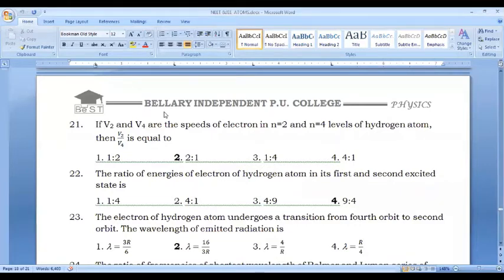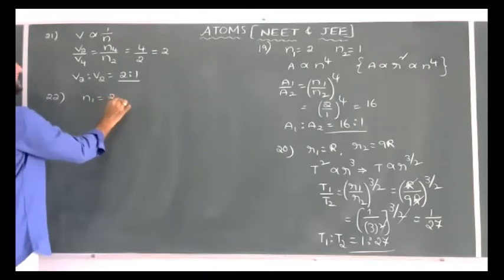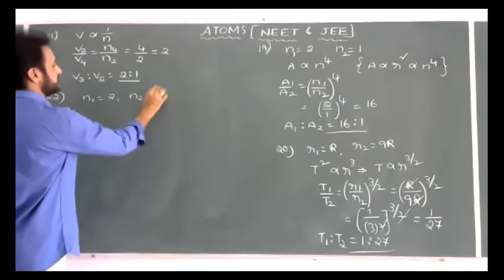Question number 22. The ratio of energies of electron of a hydrogen atom in its first and second excited state is?